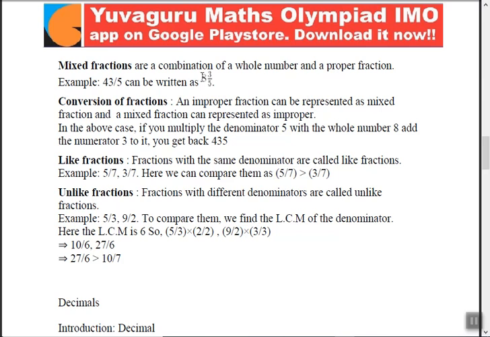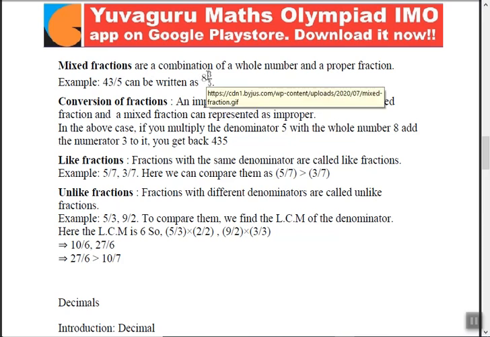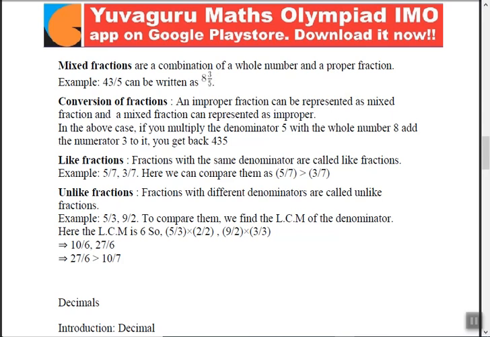So 8 can be written as, suppose there can be 0 also in place of 8. Then what happens? See here, 8 times 5 is 40 plus 3 is 43. So it becomes 43 upon 5. It becomes an improper fraction. Now if in place of 8 there is 0, then what happens? 0 plus 3, so 3 upon 5. Then it becomes a proper fraction. Right? If there is 0 over here in place of the whole number, then it becomes a proper fraction.